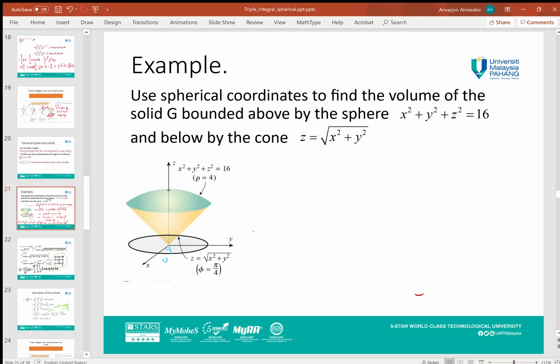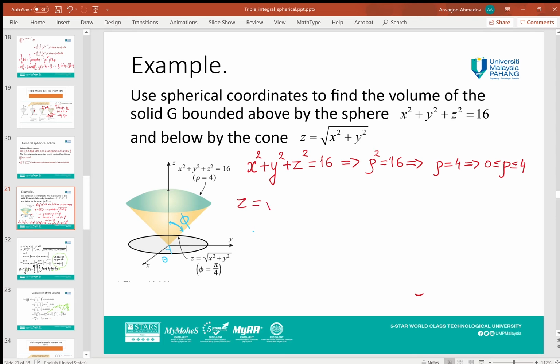Use spherical coordinates to find the volume of the solid G bounded above by the sphere of radius 4 and below by the cone given by this equation, z equals the square root of x squared plus y squared. What we do, first we try to find the form of this sphere and cone in spherical coordinates. For this purpose, I change x, y, z by their spherical coordinates, and I get that rho squared equals 16, which means rho equals 4.